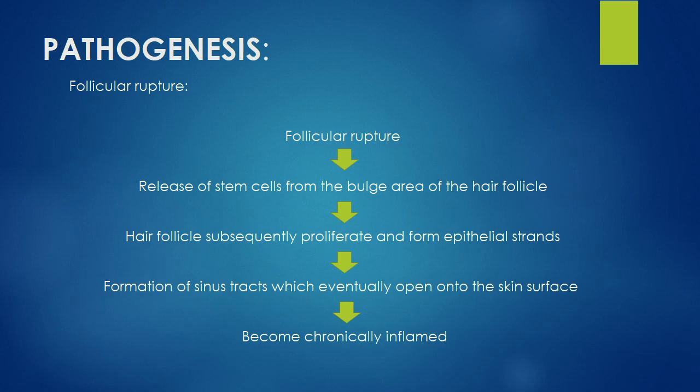Follicular rupture. Follicular rupture may promote the formation of sinus tracts through the release of stem cells from the bulge area of the hair follicle that subsequently proliferate and form epithelial strands. Formed sinus tracts eventually open onto the skin surface and become chronically inflamed.